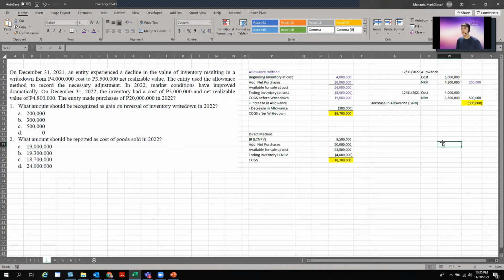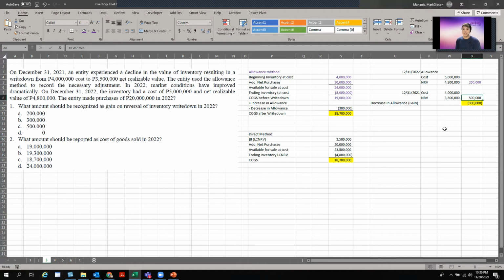Now, how about the beginning inventory? So in beginning inventory natin, again, the cost was 4 million pesos. Pero magkano yung net realizable value? So that's only 3.5 million. So therefore, meron tayong difference of 500,000. So if we have to compute for the net amount, so that would be 300,000 what? Gain or decrease in allowance, no? Kasi initially, meron tayong na-record na 500,000 pesos na gain, no?